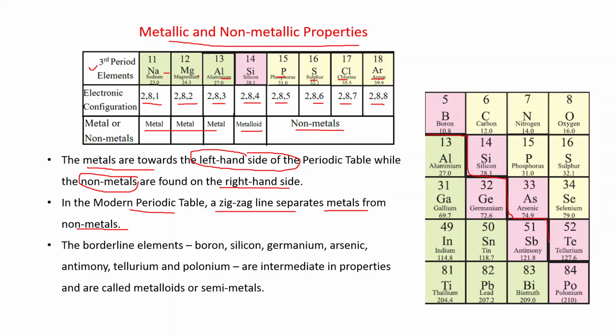These are the non-metals, and on the left hand side, these are metals. Only these borderline elements, like boron, silicon, germanium, arsenic, antimony, tellurium, and polonium, are intermediate in properties and are called metalloids or semi-metals.